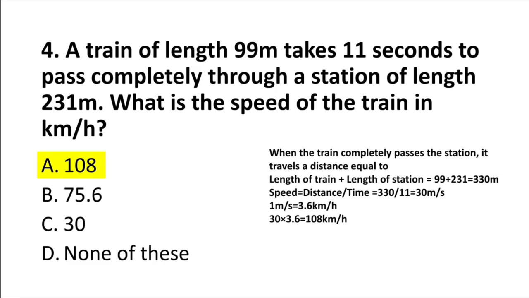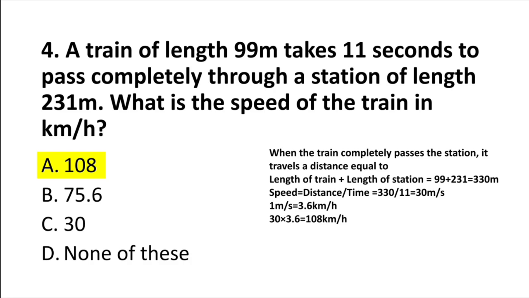See the solution: when the train completely passes the station, it travels the distance equal to the length of train plus length of station. So the length of train is 99 meter plus length of station is 231 meter. So total length will be 330 meter. Coming to the speed formula, speed is distance upon time. So distance is 330 divided by time is 11 seconds given in the question. So 330 by 11 equals 30 meter per second.